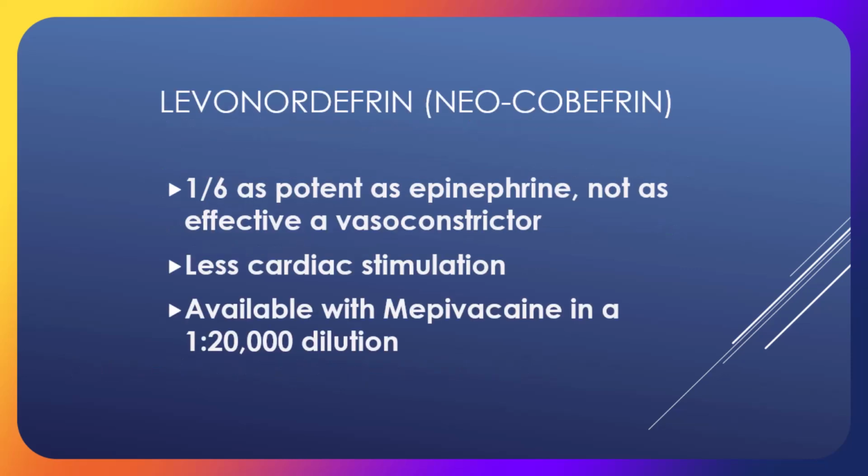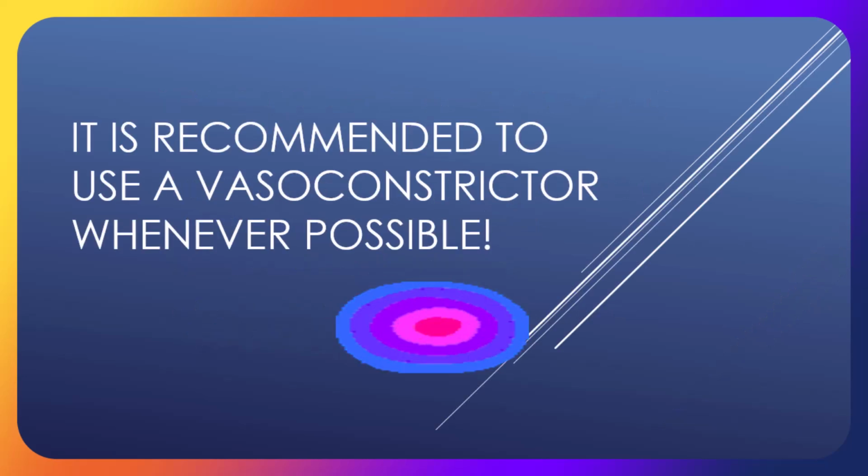Levonordefrin is 1/6 as potent as epinephrine, so it's not as effective as a vasoconstrictor. It does produce less cardiac stimulation, so that would be a reason to use levonordefrin, and levonordefrin is only available in the mepivacaine in a 1 to 20,000 dilution. It is recommended to use a vasoconstrictor whenever possible.